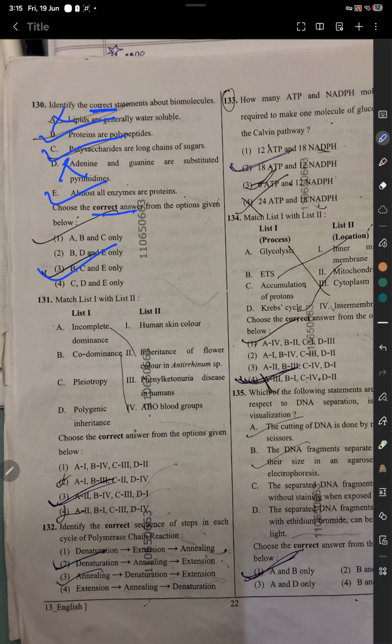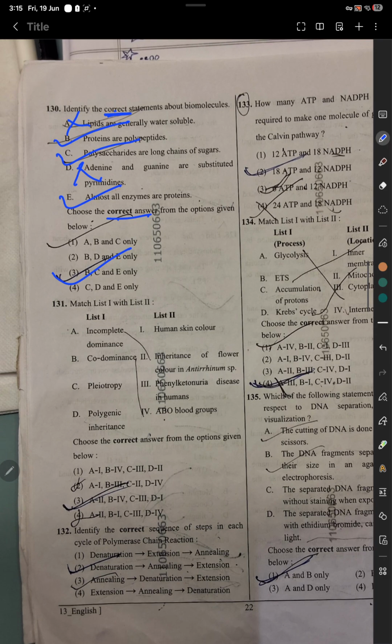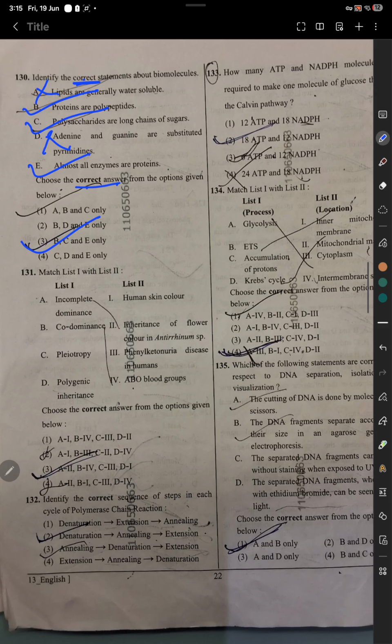Match list 1 with list 2. So incomplete dominance, option number 3 is correct. Incomplete dominance, this. Codominance, this. Pleiotropy is this, and polygenic inheritance is human skin color.